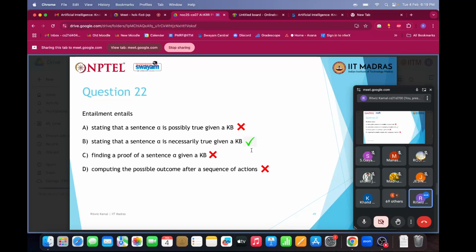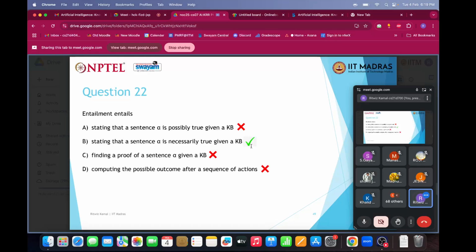So this could mean something like, let's say our knowledge base contains some facts like Raju is 12 years old. Raju goes to school, okay, which contains only two facts, okay.